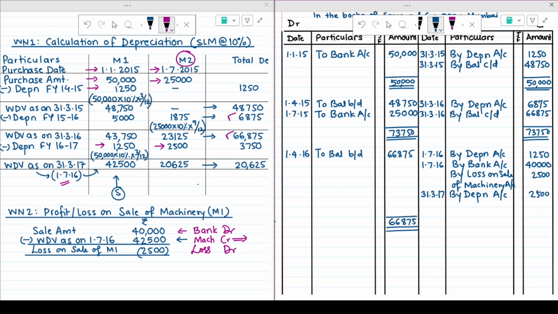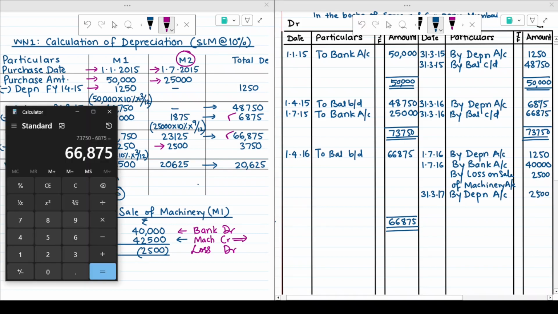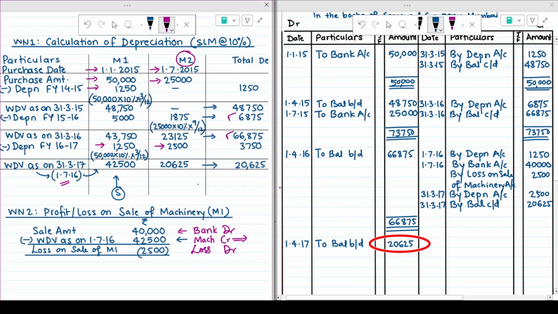66,875. Let's use the calculator. 66,875 minus 1250 minus 40,000 minus 2,500 minus 2,500. The amount is 20,625. 20,625 on the last day by balance closed down. So we will carry that amount forward to the next day, 1st April 2017, to balance brought down 20,625, and this amount matches with our working.